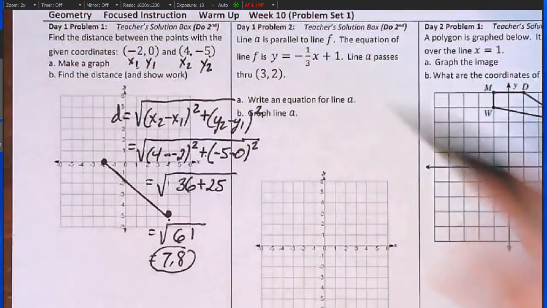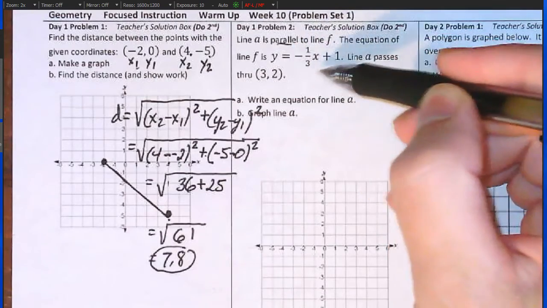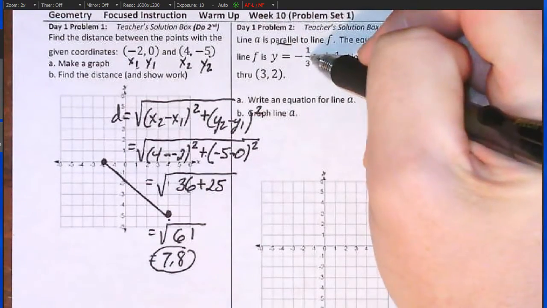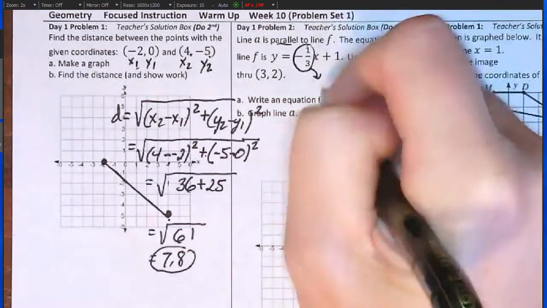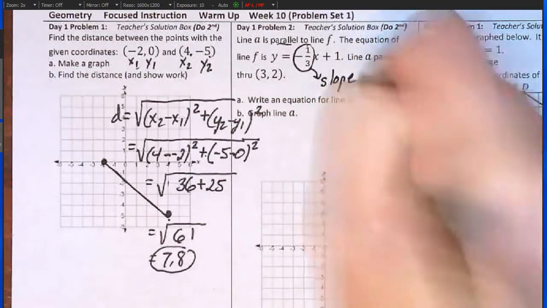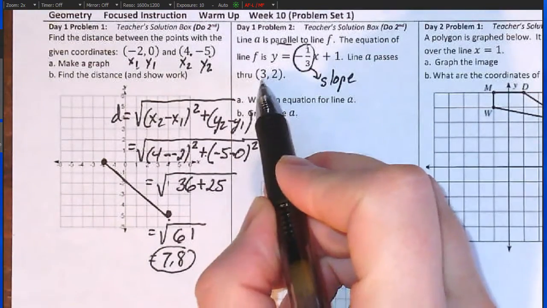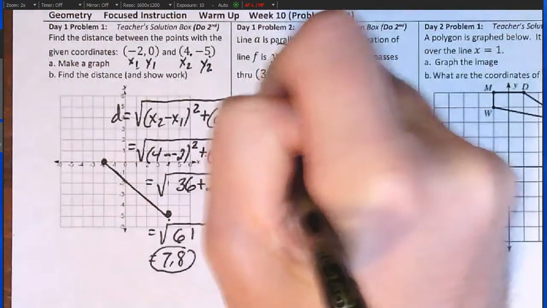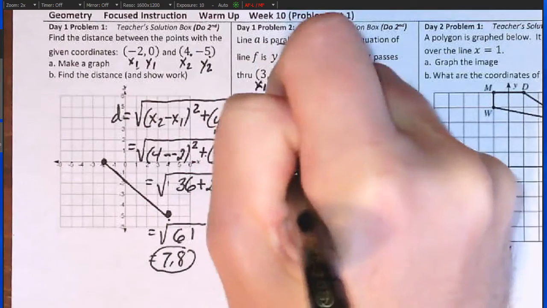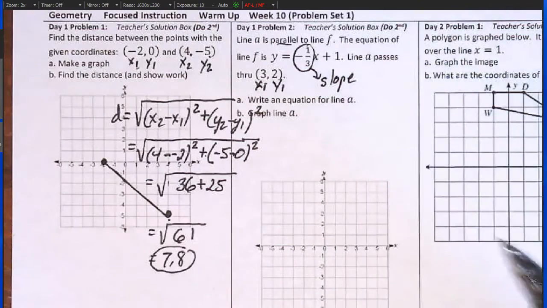Day 1, problem 2. Line A is parallel to line F. The equation of line F is here. I want you to know that the slope of line F is this coefficient number right here, negative 1/3. Because line A is parallel to line F, its slope is also negative 1/3. Now we know that line A passes through 3, 2. If we use symbols to represent what the 3 and the 2 are, we can use the symbols x1 and y1. These are the x and y coordinates of one point that we know is on line A.